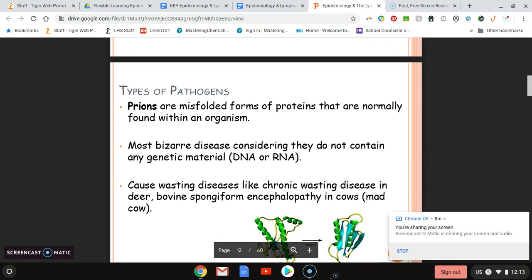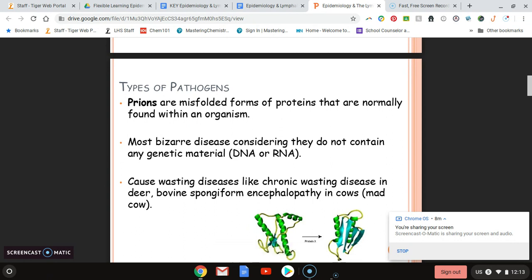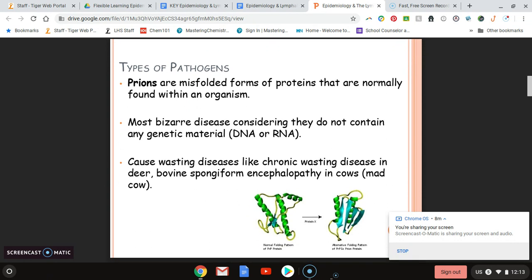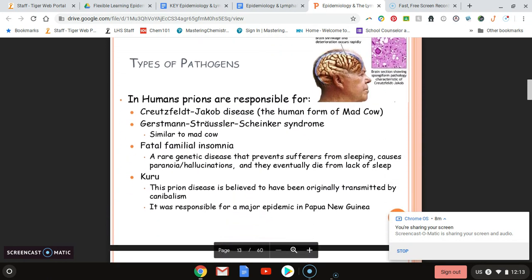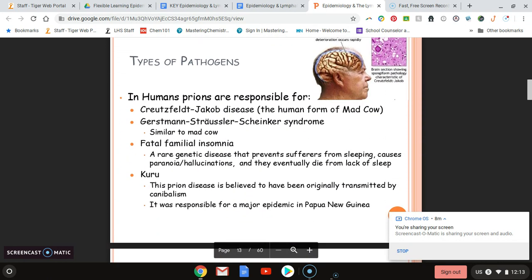Prions, the misfolded protein, the most bizarre disease considering that they don't contain any genetic material. They don't have RNA or DNA wrapped within a core. Some of the prions that you see, if you've heard of mad cow disease, I don't know how to pronounce half of these, but there's a lot of them that you can see listed here.